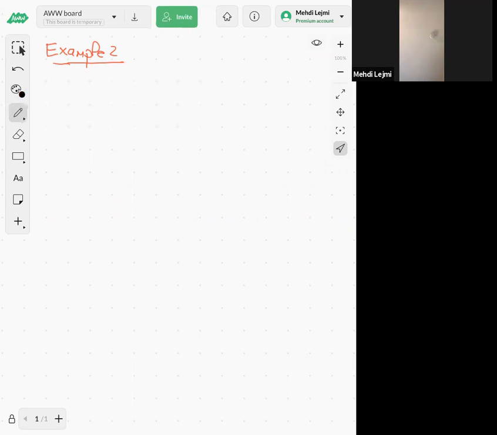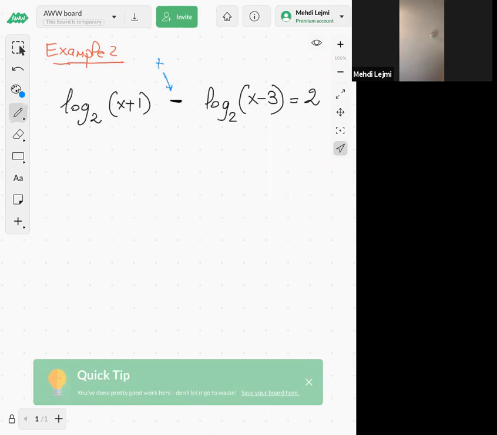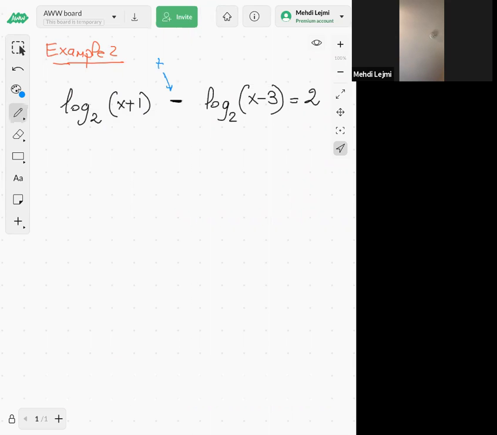So for example number 2, I'm gonna have log in base 2 of x plus 1 minus log in base 2 of x minus 3 equals 2. Okay. So this is different from the previous example, guys, because in the previous example we had the plus. Here we had the plus, right? But in this example we have minus, right? So this is different from the previous example. But the idea, the steps, they will be the same.